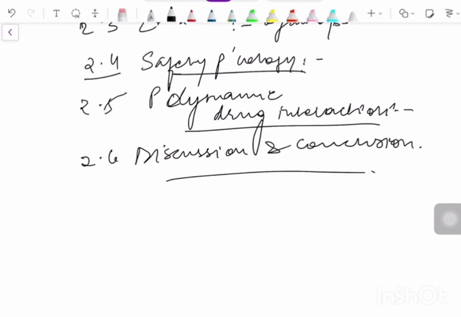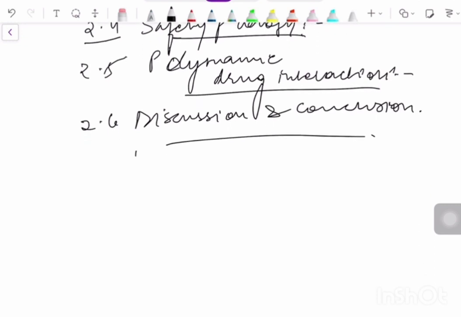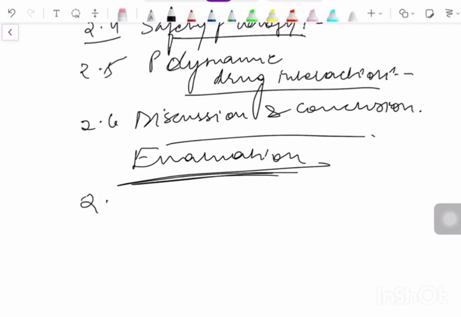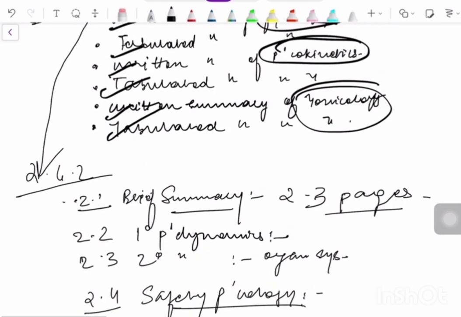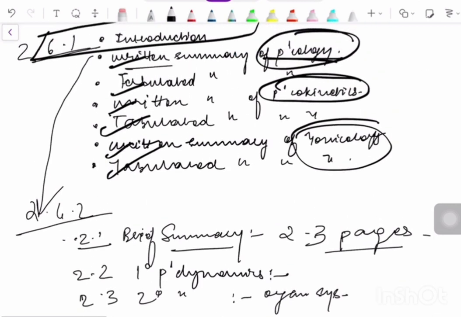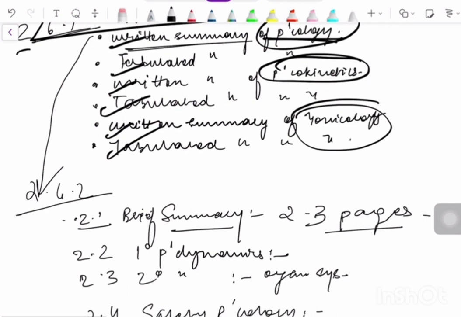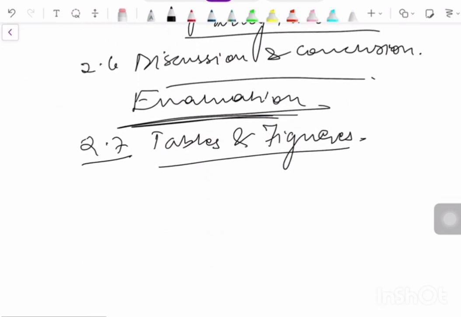So it provides an opportunity to discuss pharmacologic evaluation, whatever you might have evaluated from the studies, to consider the significance of issues that arise. And 2.7 is lastly the tables and figures. So in this section the text, tables and figures can be included, and it can also alternatively be included at the end of the summary. Now similarly, what was 2.6.2? The written summary of pharmacology. 2.6.3, this was 2.6.2, this is 2.6.3, is the tabulated summary of pharmacology.